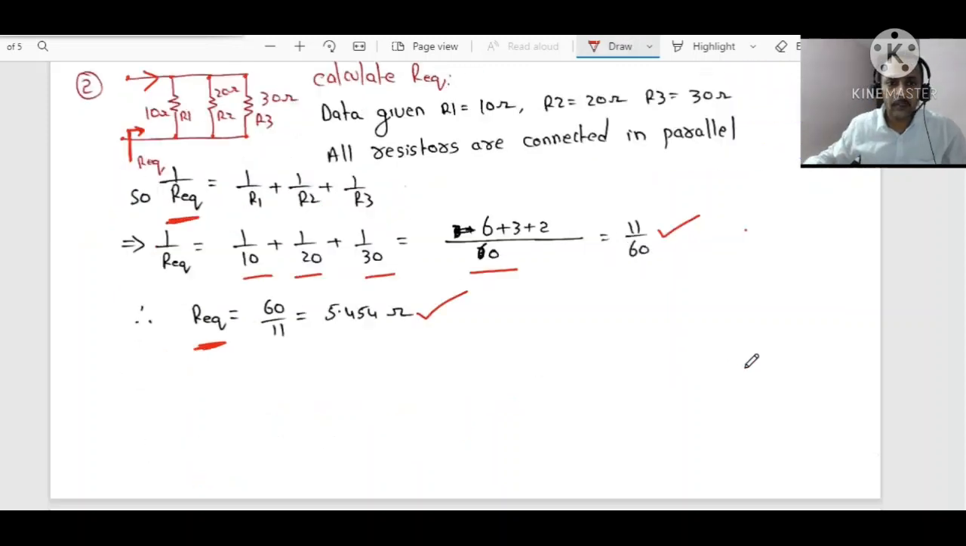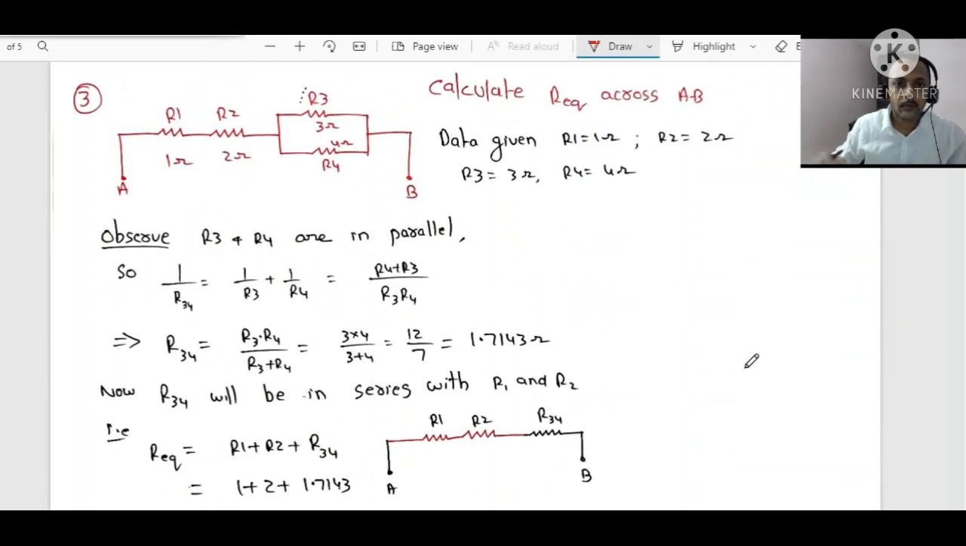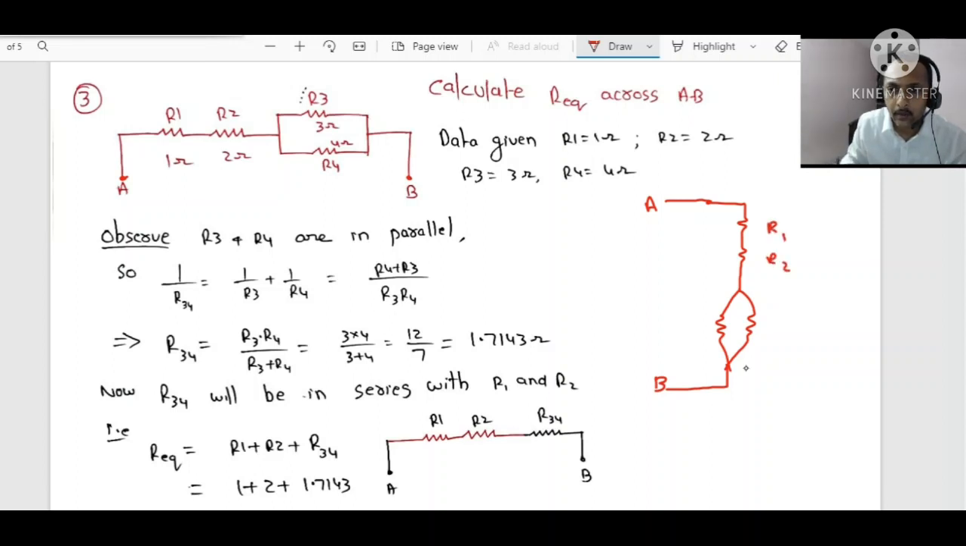Now let me increase the level of difficulty. Dear students, observe across A and B, what will be the equivalent resistance? If you are feeling confused by this drawing, it is the same: A, R1, R2, R3, R4. This diagram is the same as the earlier one, I have just drawn it in a straight manner. AB, this is R1, R2, and this is R3, and this is R4.